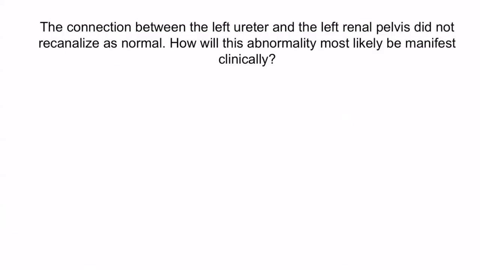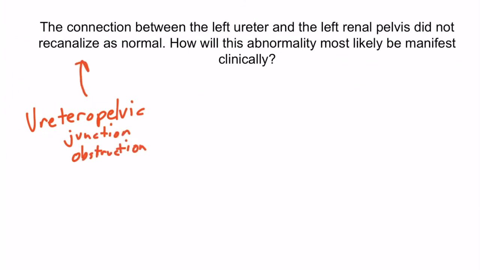The connection between the left ureter and the left renal pelvis did not recanalize as normal. How will this abnormality most likely be manifest clinically? Hopefully you notice that what is being described here is ureteropelvic junction obstruction, which is caused by a failure to recanalize. And most often, this is a unilateral pathology, which is being described in this patient with a left-sided problem.